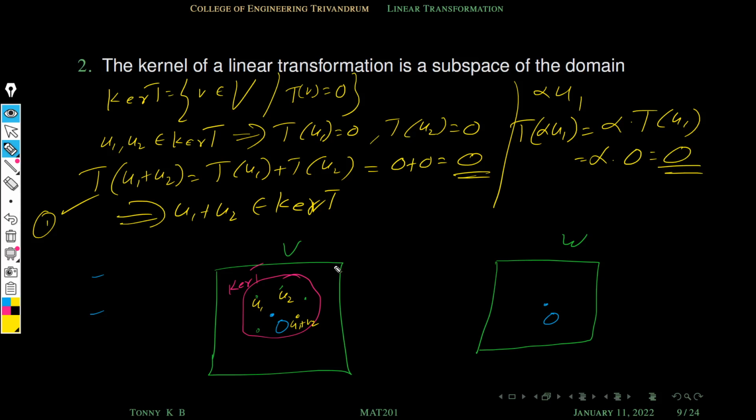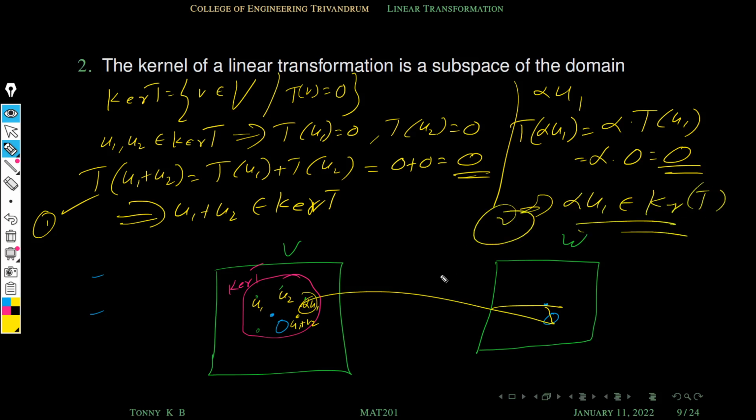So what is our conclusion? Alpha into u1 also belongs to the kernel, because its image is mapped to 0. So this implies alpha u1 also belongs to the kernel of T. So this is our second condition. So the kernel of T satisfies the two conditions for a subspace. So we can conclude that the kernel of T is a subspace of V, that means a subspace of the domain.